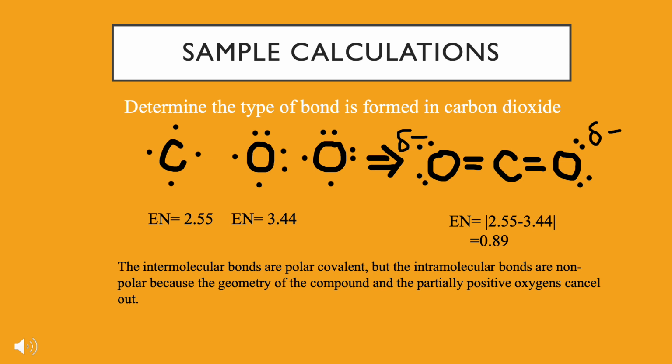Therefore, the intramolecular bonds are polar covalent. But when you draw out the combined Lewis structure, you see that the oxygens are partially negative and the carbon is partially positive. But the geometry of the compound cancels out the partial negatives, and therefore the overall molecule is nonpolar.